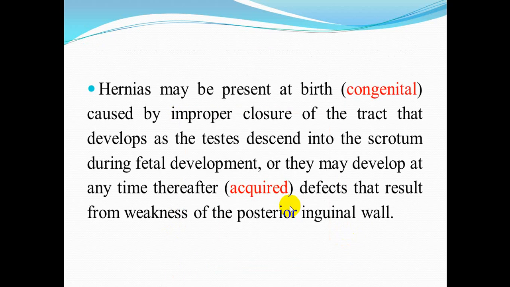Hernia may be present at birth, called congenital, caused by improper closure of the tract that develops as a testis descends into the scrotum during fetal development, or they might develop at any time thereafter. Acquired مكتسبة defect that results from weakness of the posterior inguinal wall. أما تكون congenital ولادية، أو قد تكون مكتسبة أثناء any time، أي develop any time.